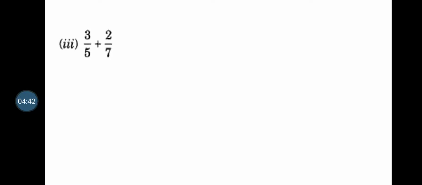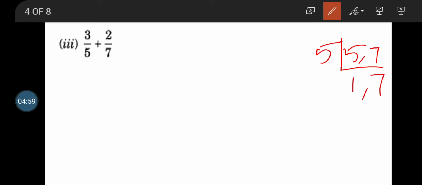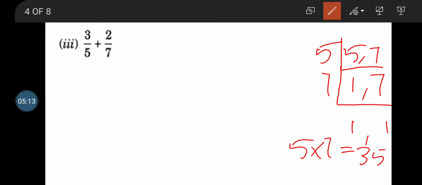Now the next problem, it is 3 by 5 plus 2 by 7. Both are fractions but with different denominators. So we have to bring a common denominator. If you take the LCM of 5 comma 7, you first divide by 5. So 5 by 5 will give you 1, and 7 keep as such. Now again by 7 if you divide, you will get 7 by 7, 1. So your LCM is 5 into 7, that is 35. 35 is your LCM.